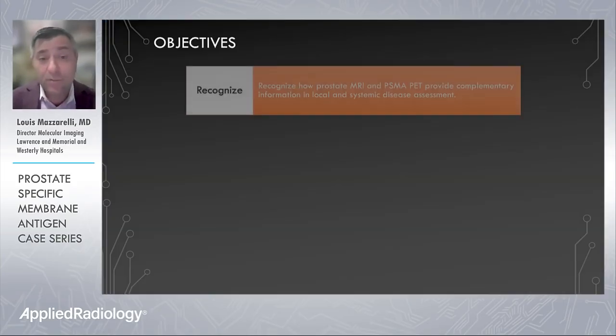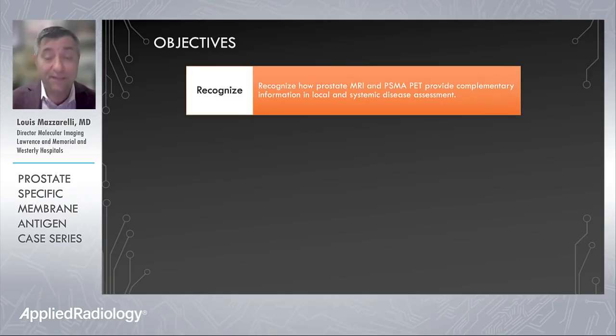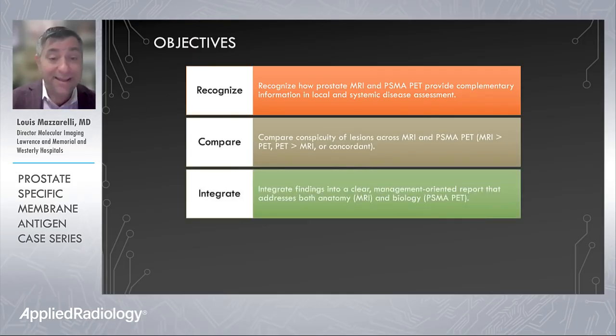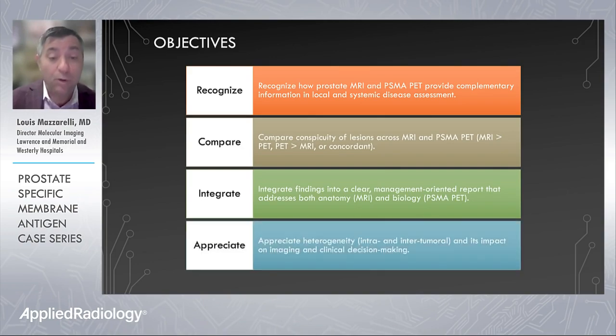So the objectives. Let's recognize how prostate MRI and PSMA PET provide complementary information in local and systemic disease assessment. Compare the conspicuity of lesions across MRI and PSMA PET. We're going to integrate findings into a clear management-oriented report that addresses both anatomy and biology. We'll appreciate the heterogeneity, intra and intertumoral heterogeneity, and its impact on imaging and clinical decision-making.